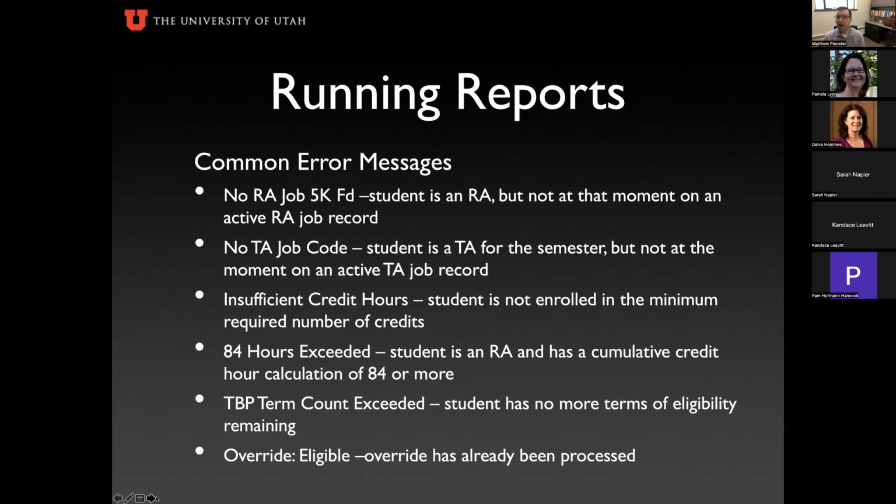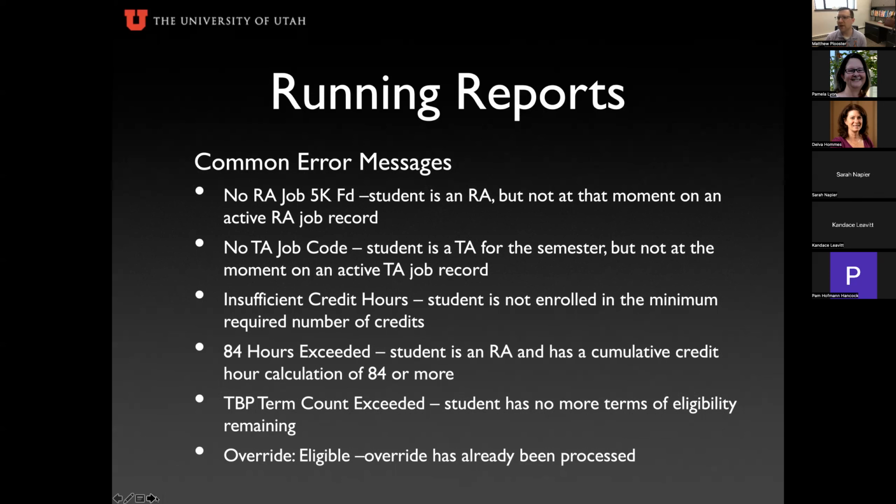These are the common error messages. This is not a comprehensive list, but these are the most common. No RA job 5,000 funds. So you have a student who's an RA, but their payroll is not coming off a project. No TA job code. You've entered a student as a TA, but there's no TA job on that student's record. Insufficient credit hours. Student is not in 9 total credits. 84 hours exceeded. This is for RAs. TBP term count exceeded. Student has utilized more terms of eligibility, has no more terms of eligibility remaining.